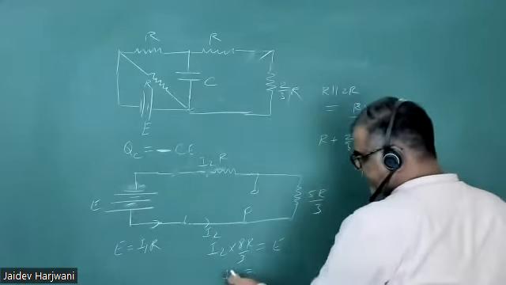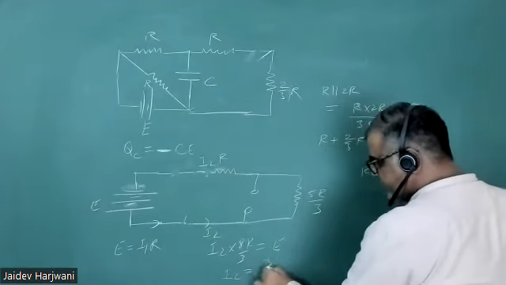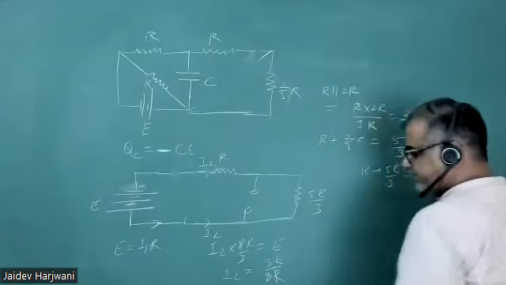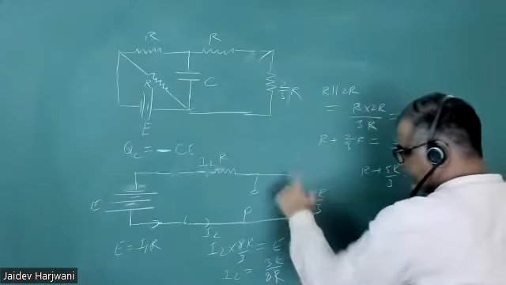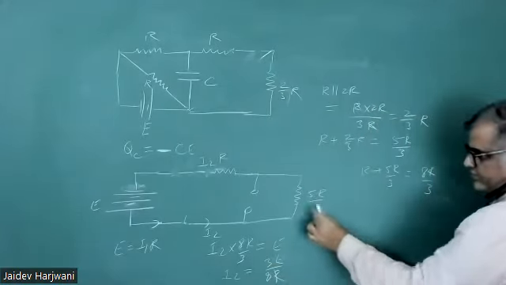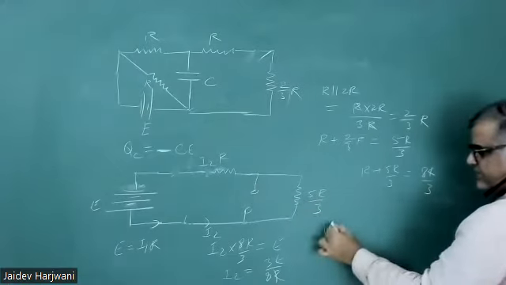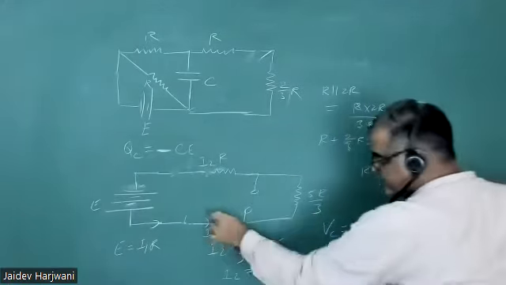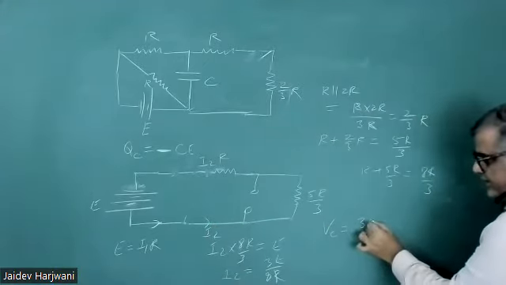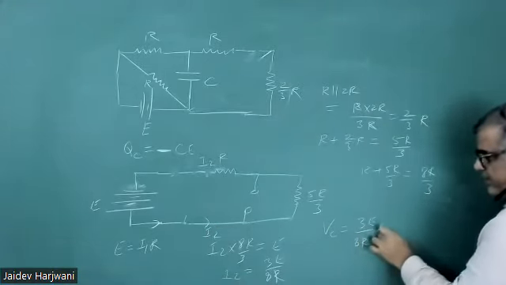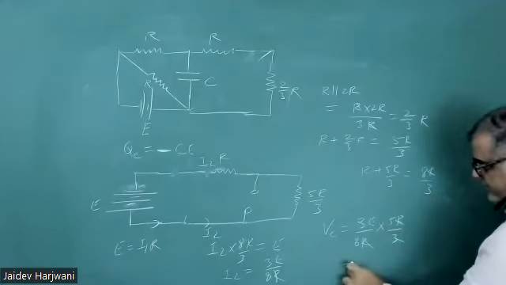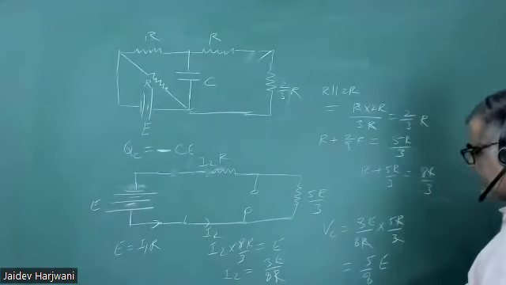So now you can calculate I2. I2 will be 3E upon 8R. Now you want the voltage across this capacitor, say VC. You know the current I2 coming through here, current 3E upon 8R into 5R/3. R cancels, 3 cancels, and what comes is 5/8 E, the voltage of the capacitor, okay.